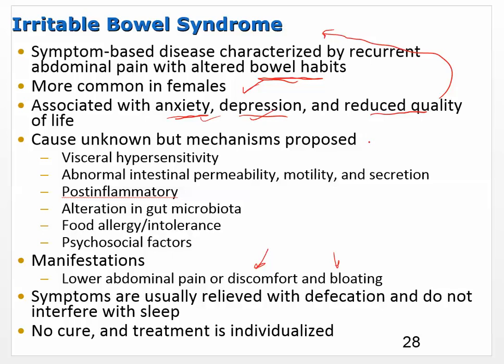So causes unknown, but all of these things. Visceral hypersensitivity. So that means hypersensitivity of the GI system. It's moving too much, so that means abnormal permeability, motility, secretion. Secretion means putting things into the intestine. Motility means moving them along. Can be found to be post-inflammatory. So you may have inflammation, then it may continue with the irritable bowel syndrome.